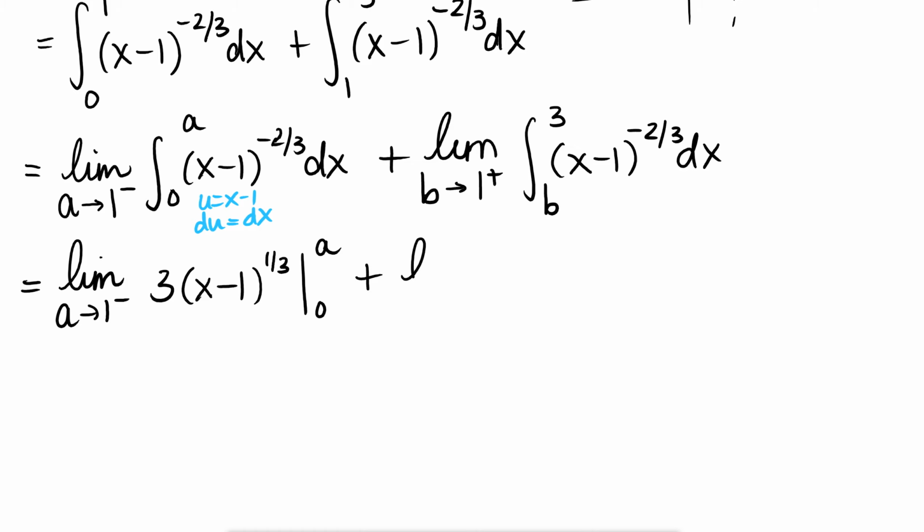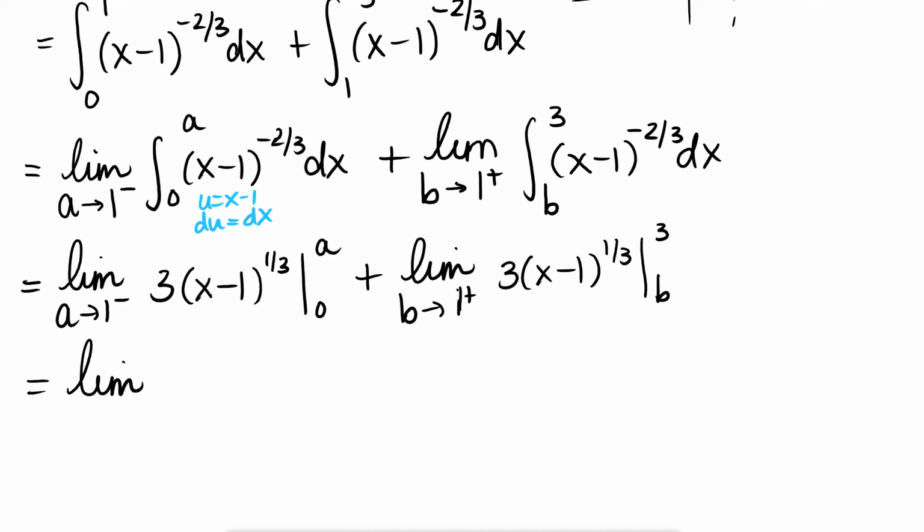And then here we'll get the same thing. Limit as b approaches 1 from the right, and we'll just get the same antiderivative. I don't need to do a u substitution. x minus 1 to the 1/3 from b to 3. All right, and we're ready to go. So let's see what happens here.